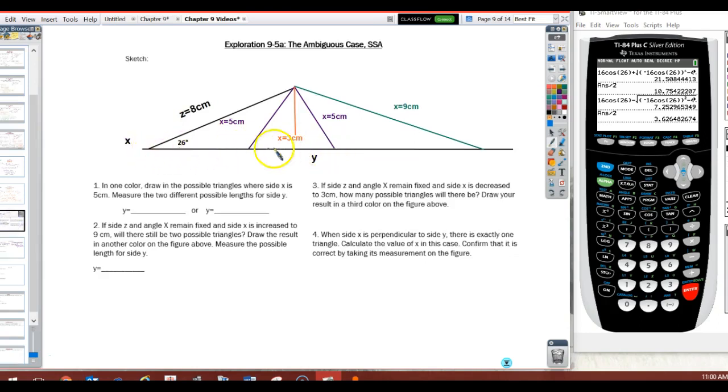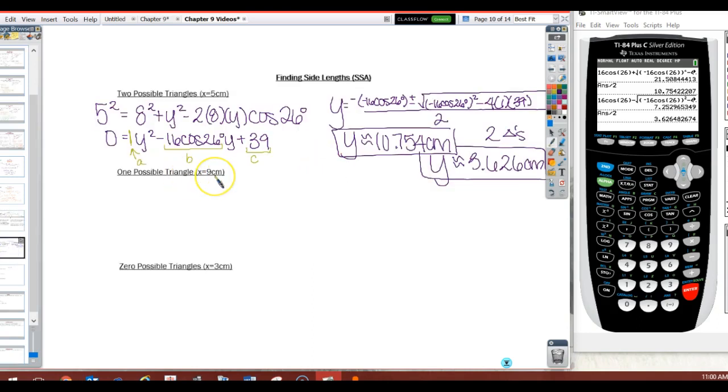This answer right here would be about 10.7 centimeters. This answer right here would be the 3-ish centimeters. And so those are two possible lengths for y. Okay, now looking at the 9 centimeters for side x, we know that there's only one possible triangle.